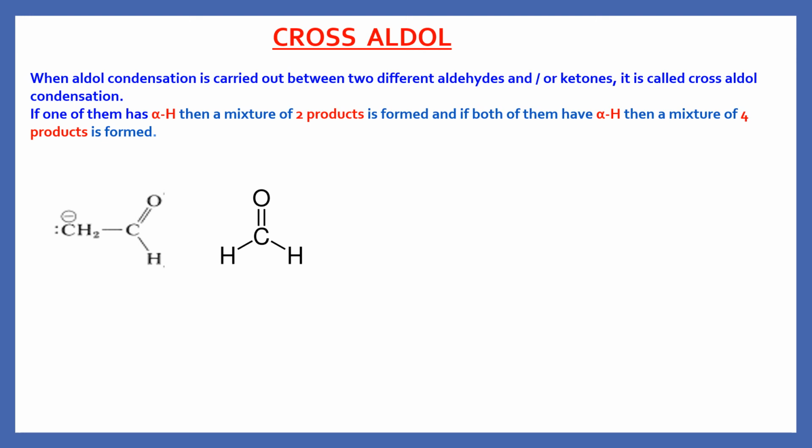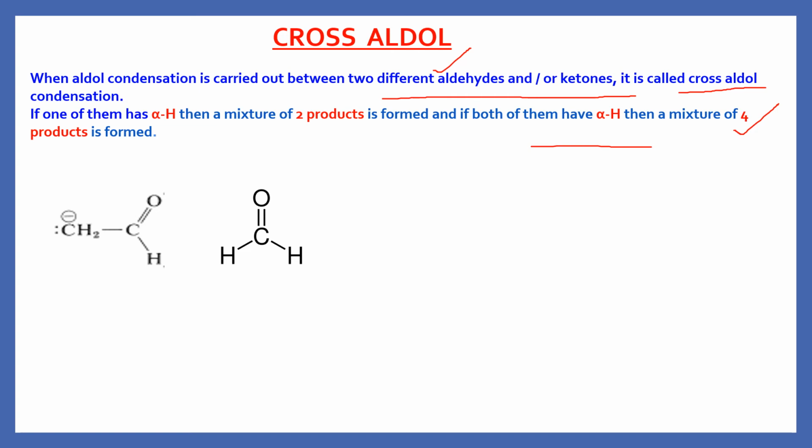Okay, let us understand cross aldol reaction now. When two different aldehydes or ketones, or maybe one aldehyde and one ketone, if we start the reaction with that, it is called cross aldol. If both the starting material have alpha hydrogens in them, then you are going to get 4 products, which will be explained in the upcoming slides.